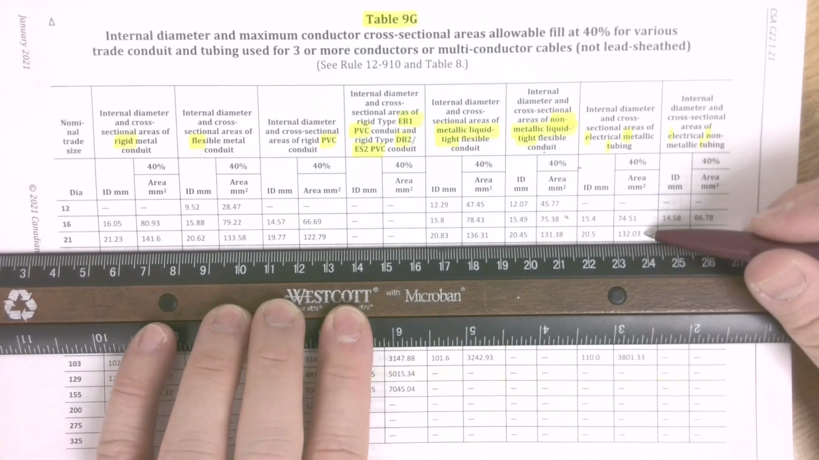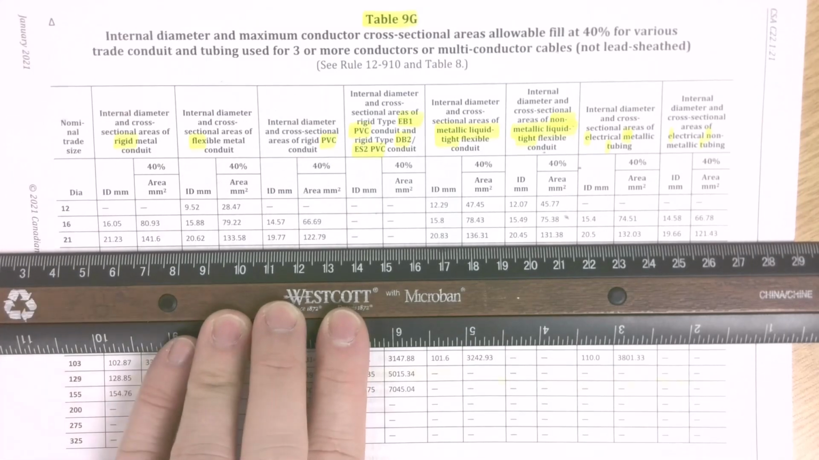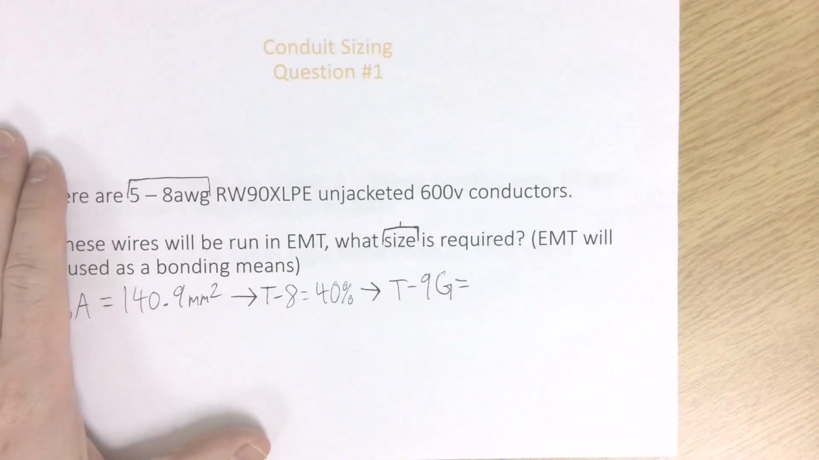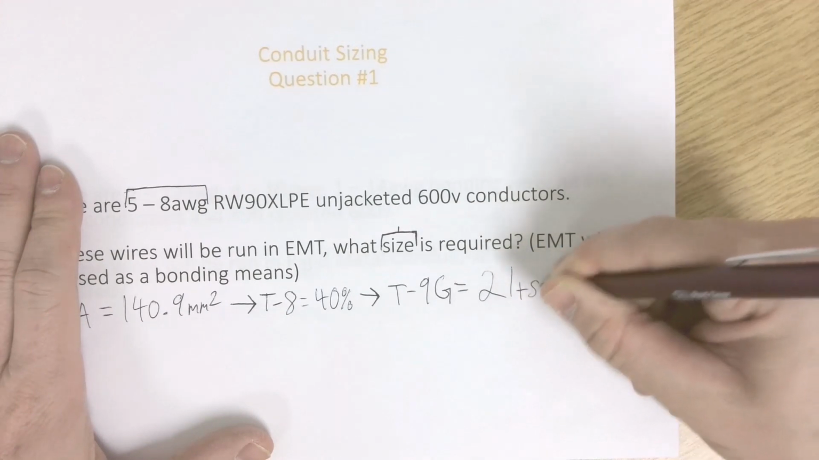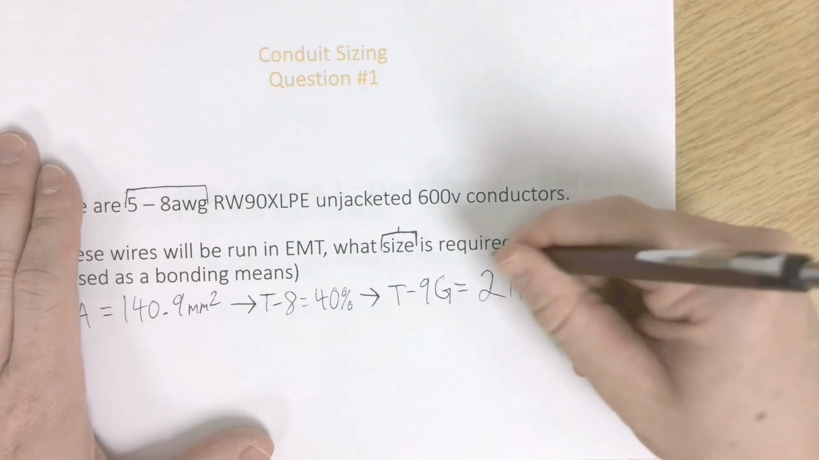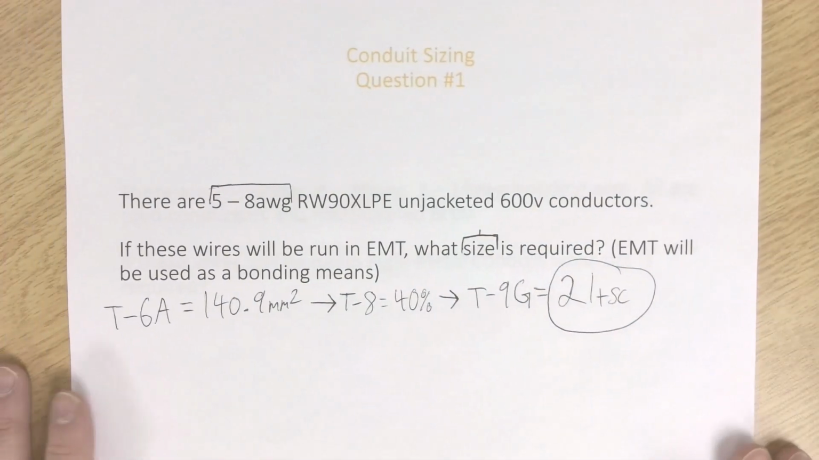132.03. Yes, that is big enough. And that is my minimum size, which would be a 21 trade size conduit of EMT. So my answer for this question would be 21 TSC. It's usually the way we write that. Like that. So that's how we solve that question.